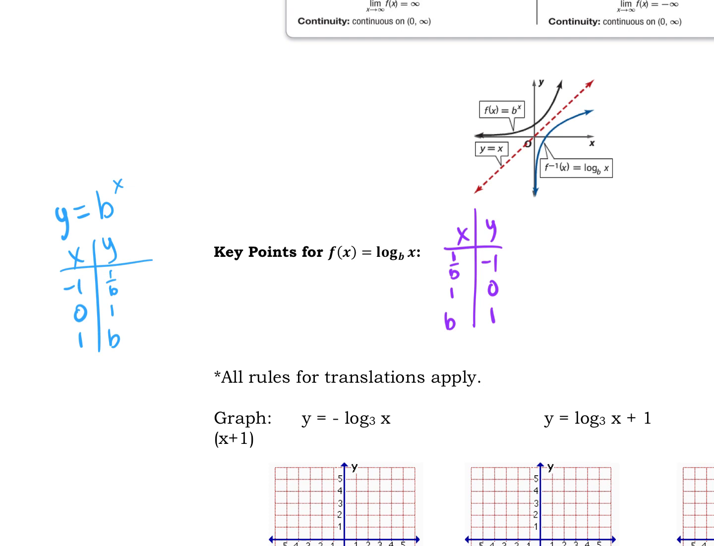Everything that you've learned about translations, shifting up, down, left, right, stretching, reflecting, all of that good stuff, it's the same for logarithmic graphs, just like it has been for any others. So no changes with respect to that.